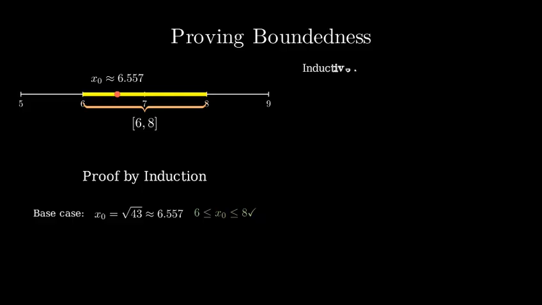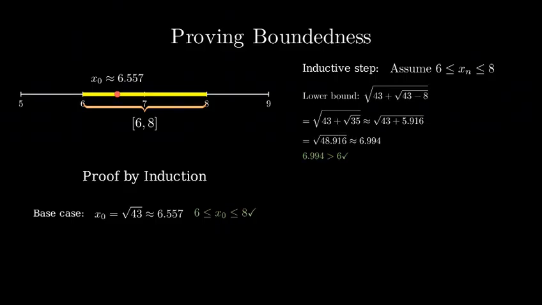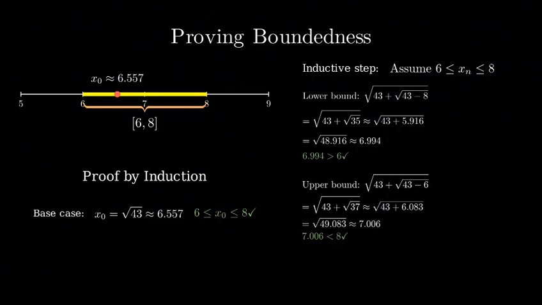Now, let's assume any term in our sequence is between 6 and 8. What about the next term? If we substitute these bounds, we can show that the next term also stays within this range. For the lower bound, even when x is at its maximum of 8, the result is still greater than 6. And for the upper bound, even when x is at its minimum of 6, the result stays below 8. This confirms that our sequence remains bounded, which is crucial for convergence.